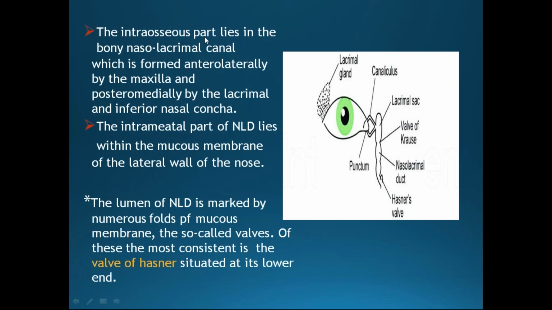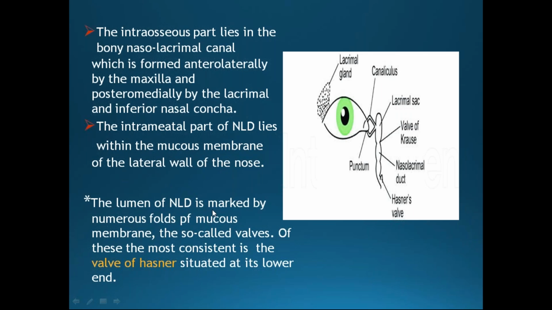The intraosseous part lies in the nasolacrimal canal, which is bounded anterolaterally by the maxilla and posteromedially by the lacrimal and inferior nasal concha. The intrameatal part of the nasolacrimal duct lies within the mucous membrane in the lateral wall of the nose.